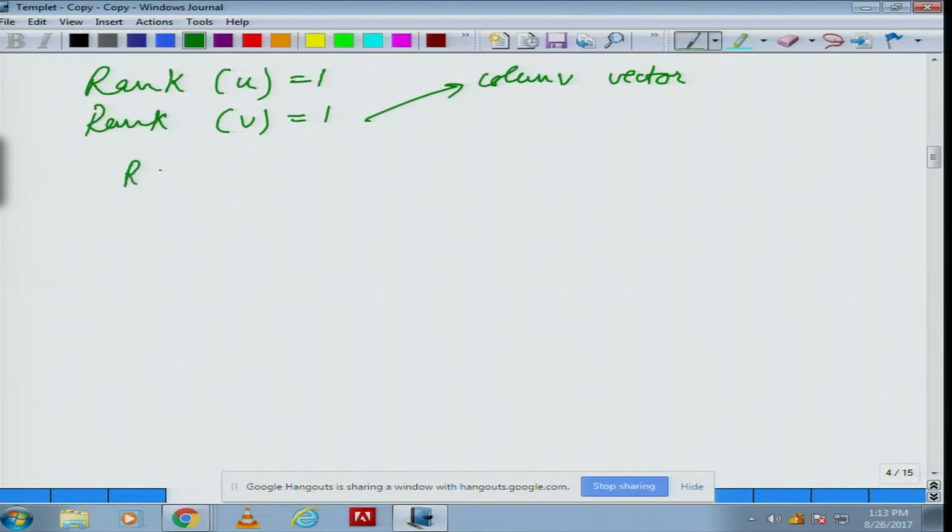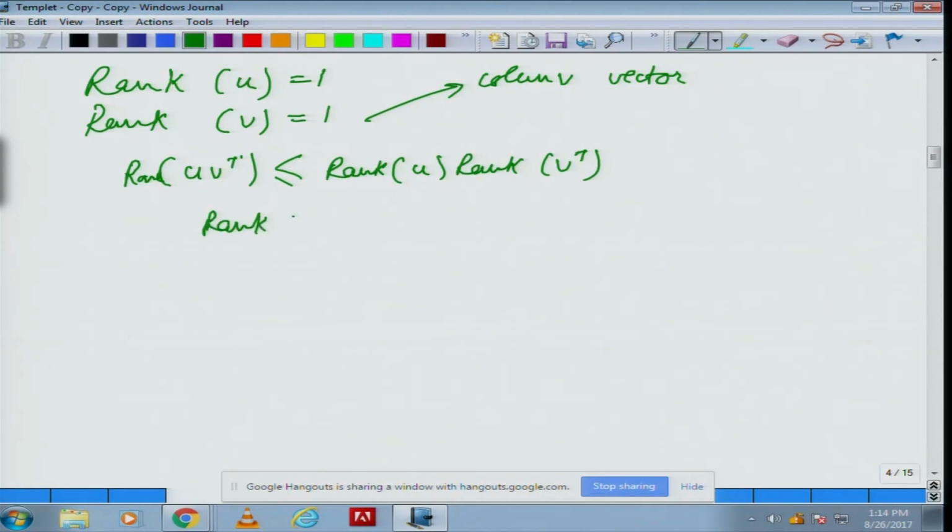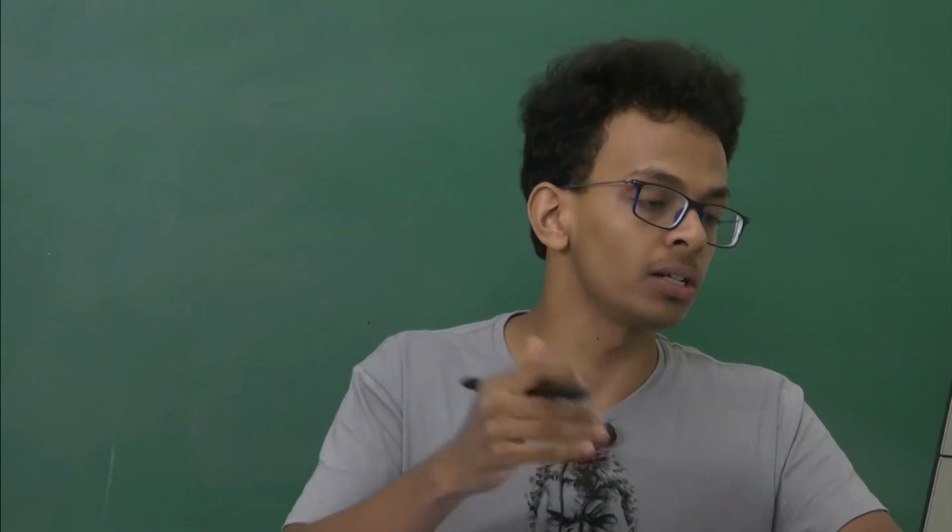So the rank of u v transpose is, as we know, less than or equal to the rank of u into the rank of v transpose. So from this, it's very easy to observe that the rank of u v transpose will be equal to 1. Coming on to the next part, here the Sherman-Morrison formula has been given, and we have been asked to prove this formula and then comment on its utility. So proving this formula, first let me write the formula.